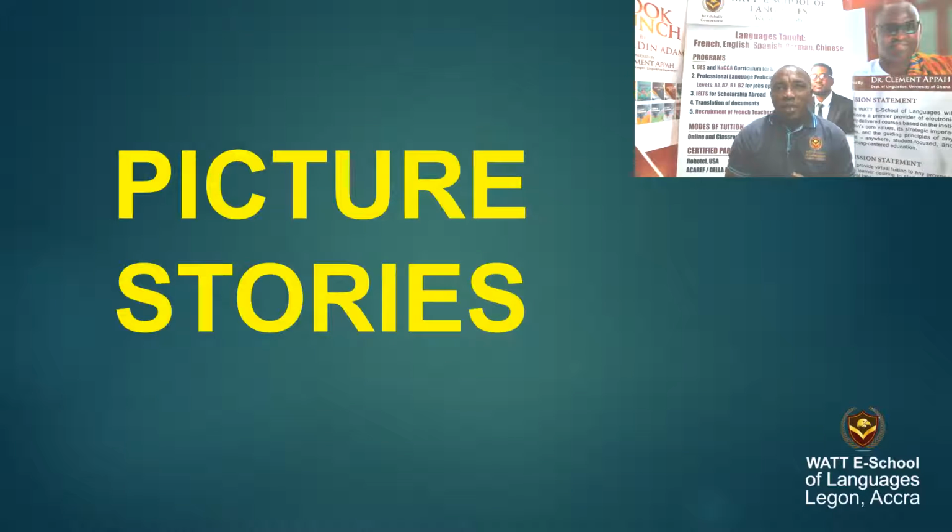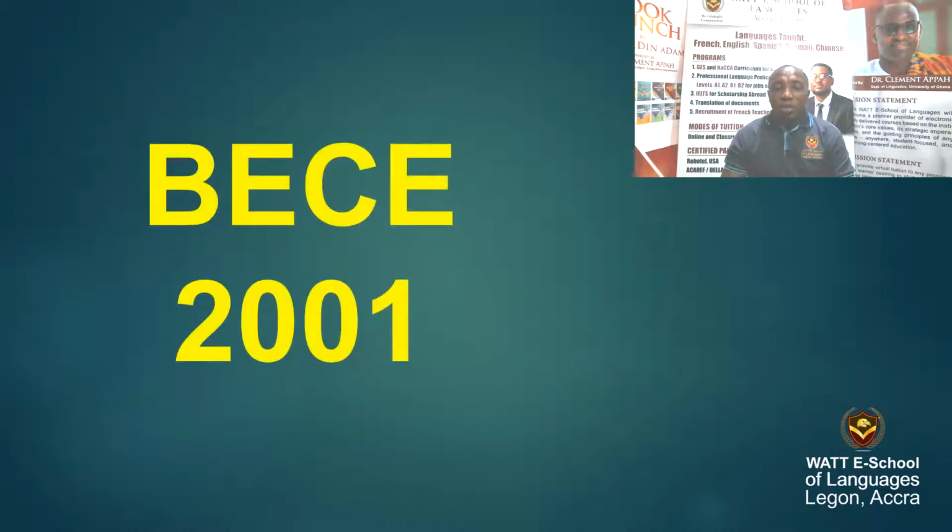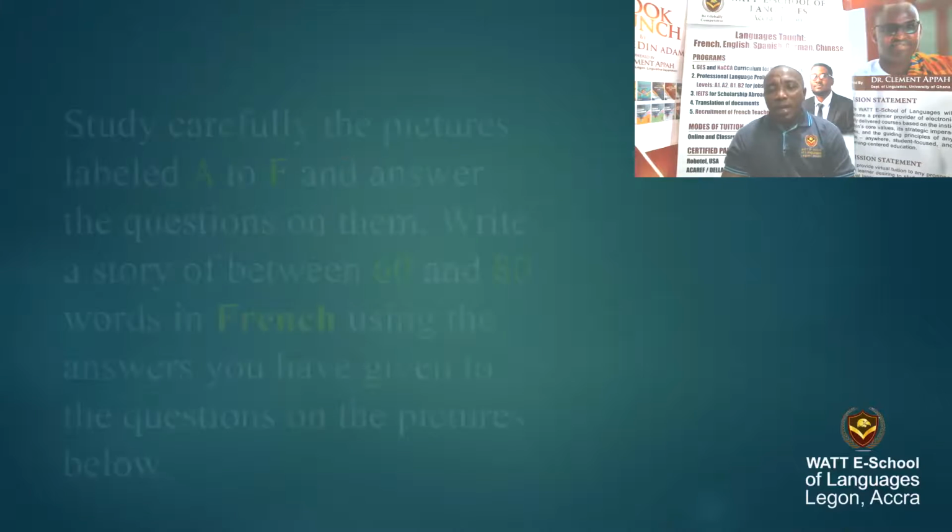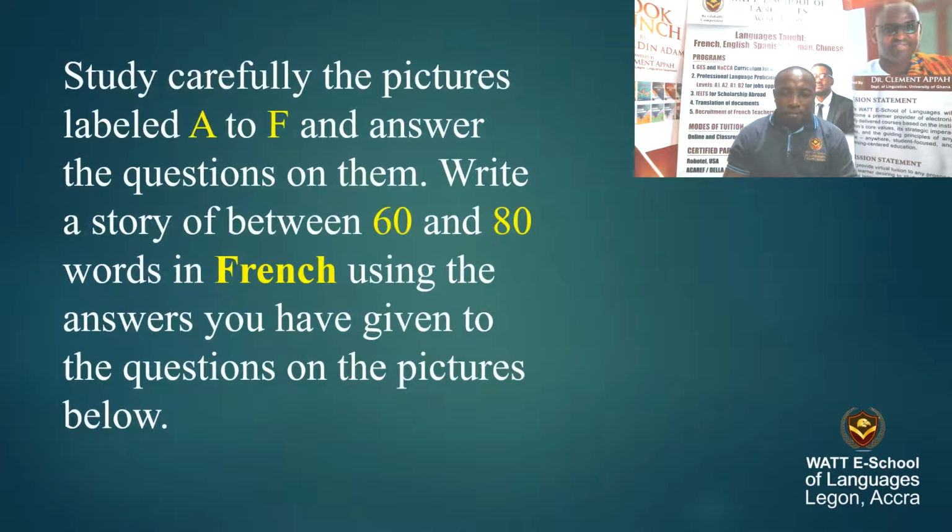Today, as I promised you, we'll bring you the feature story of the 2001 BC examination. We already solved parts 1, 2 and 3 of the objectives and also the composition. So today, we are going to have a clear look at the feature story of 2001. Kindly pay attention as I read the instruction. Study carefully the pictures labeled A to F and answer the questions on them. Write a story of between 60 and 80 words in French using the answers you have given to the questions on the pictures below.